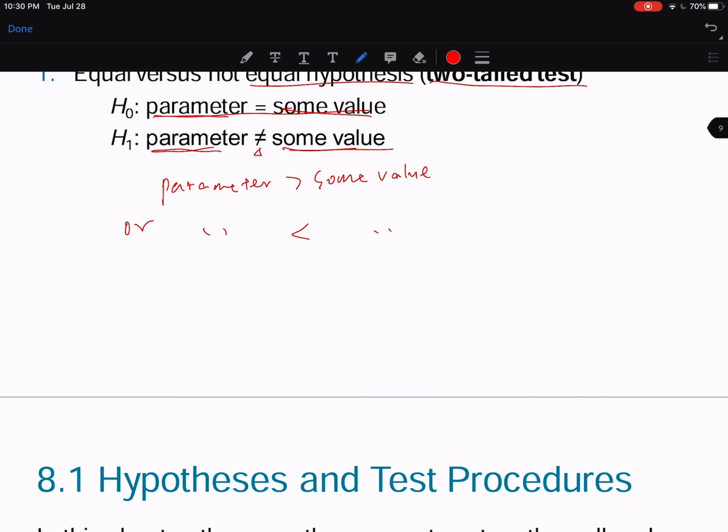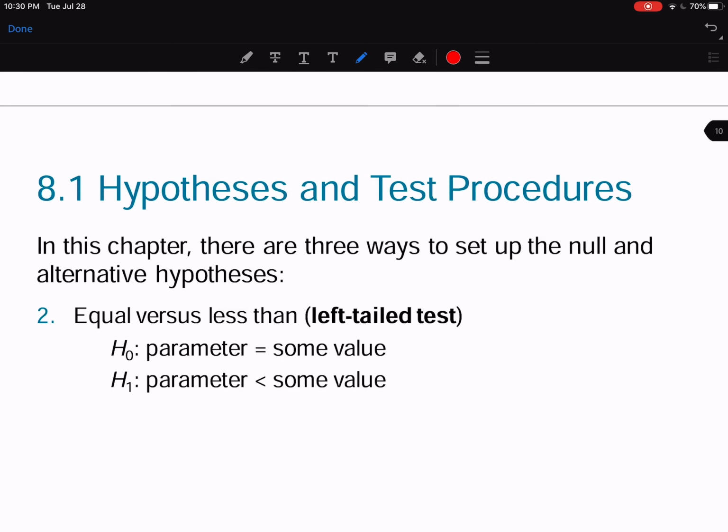Number 2 is called a left-tailed test. Once again, the null hypothesis is always a statement containing an equality. It's always a parameter equals some value. Since it's a left-tailed test, in the alternative hypothesis, we're going to have the parameter is less than some value. That's why it's called a left-tailed test, because the parameter is on the left-hand side of some value given here.